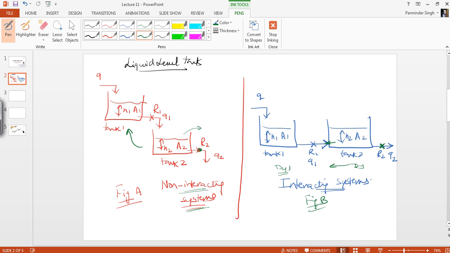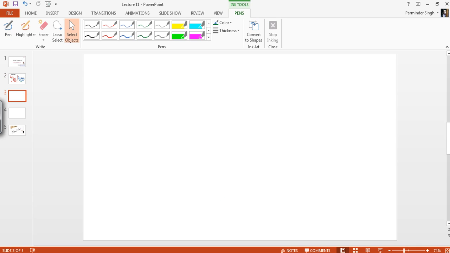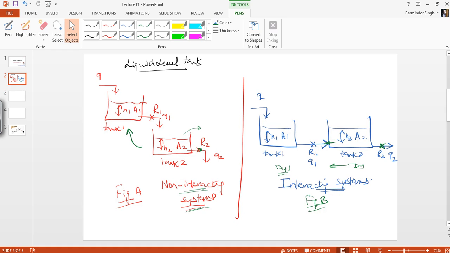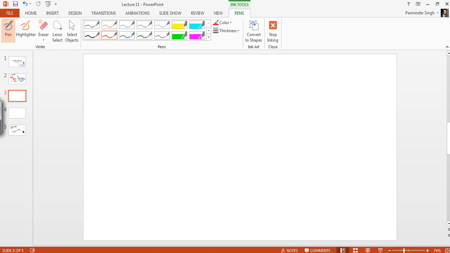Now for both these systems, we will try to determine the transfer function, and let's see what's the difference in their response also. Which one is faster, which one is quicker, which one is more sluggish in nature, or sluggish means slow to respond. So let's take first your non-interacting systems. I have to plot the figure again. Now for non-interacting systems, we're going to make a plot.